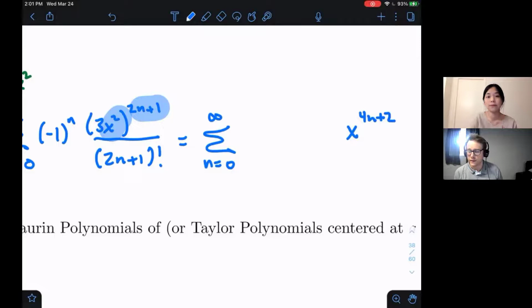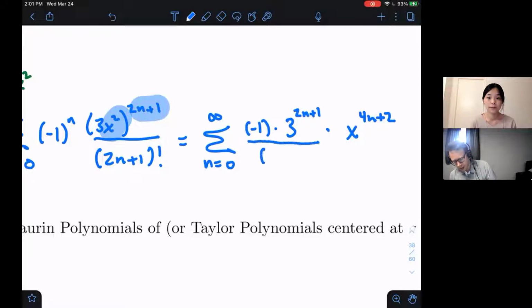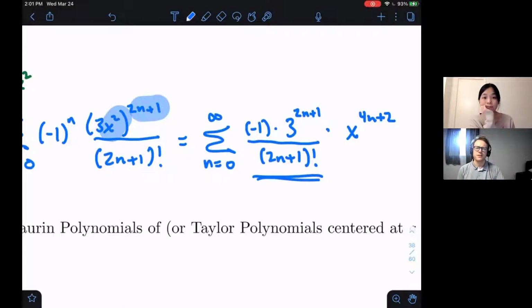All of the other stuff doesn't have any x's, right? This is going to be the coefficients. So we have this alternating piece. We have this 3 that was also being raised to the 2n plus 1. So don't forget about that. And then we have this denominator, this (2n plus 1) factorial. So this is all coefficient work, right? This would be our c sub n's, or really c sub 4n plus 2, I suppose. Those are the coefficients next to the x to the 4n plus 2 power. So those are all coefficients, and this is our powers of x.